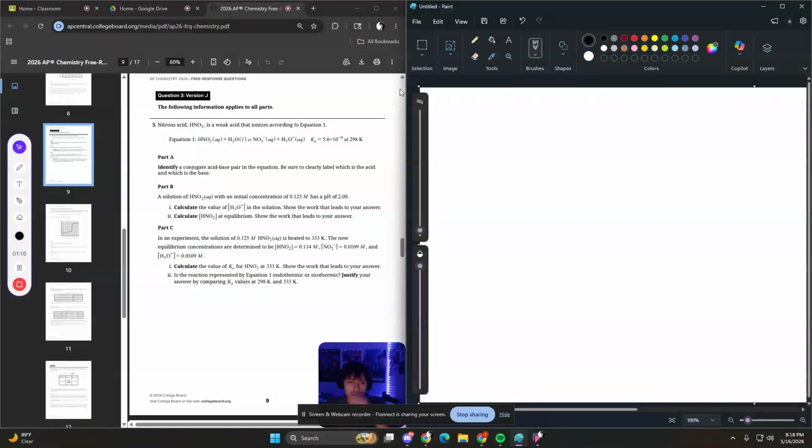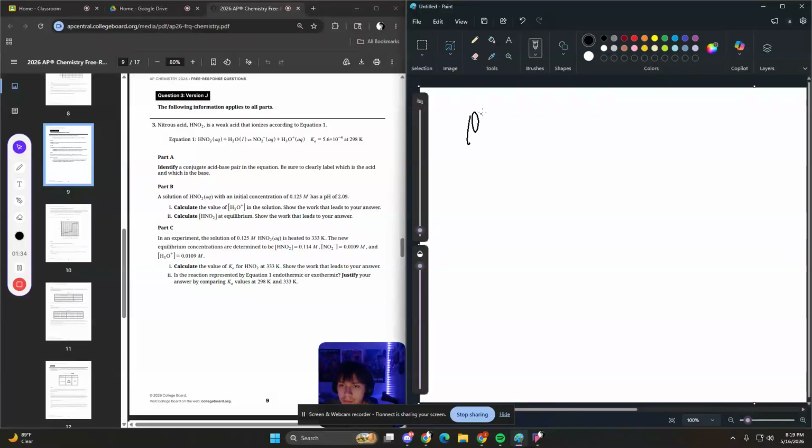Part B, a solution of nitrous acid with an initial concentration of 0.125 has a pH of 2.09. Calculate the value of the hydrogen ions or hydronium ions in the solution. Show the work that leads to your answer.